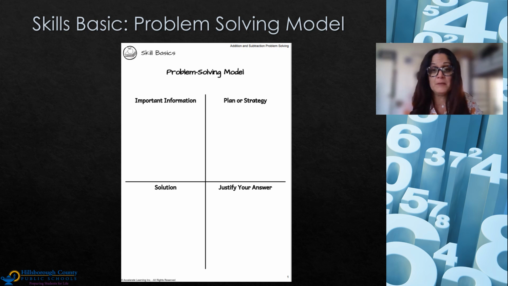This problem-solving model is a tool that is actually within one of the skill basics in STEM scopes. This is a great tool for students to use when they're initially learning about the different strategies and using them to solve addition and subtraction problems. It'll help them to develop what strategy may be most efficient to solve a particular problem. This is a great tool for your students to use throughout all of the explorers within this unit.